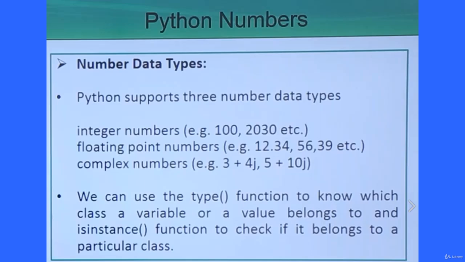We can use the type function to know which class a variable or a value belongs to, and the isinstance function to check whether it belongs to a particular class or not. So we have two functions. One is type, which will tell the type, and the other is isinstance, which will tell whether this variable is of that type or not.